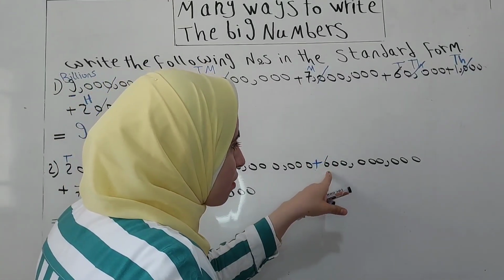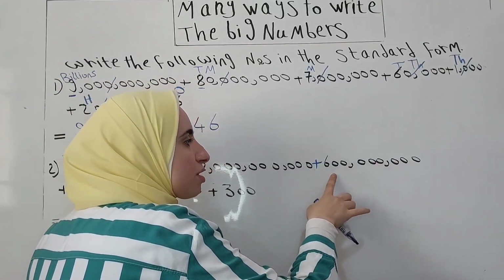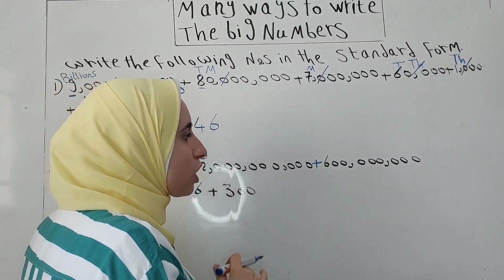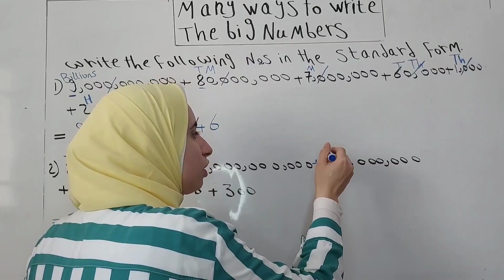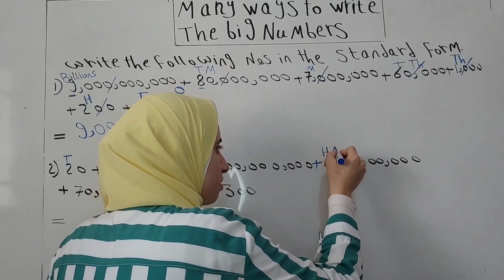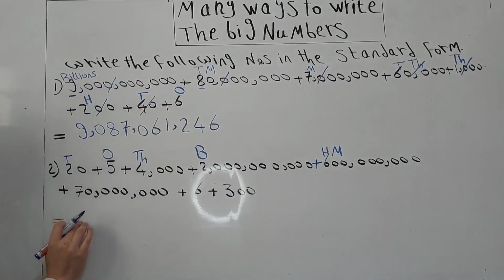Now, the digit 6, in which family? First or second or third? In the third family. Now, in which place? Ones or tens or hundreds? In the hundreds. Hundreds what? Hundred millions place.